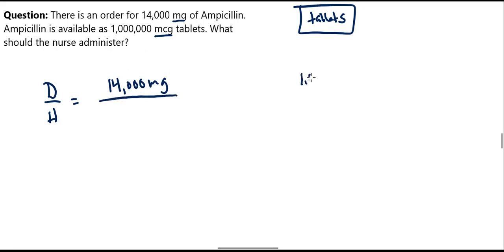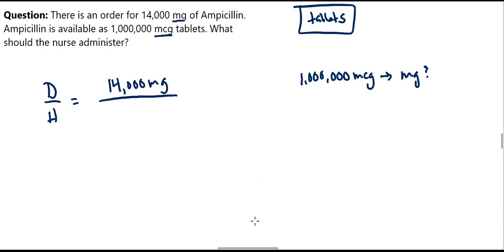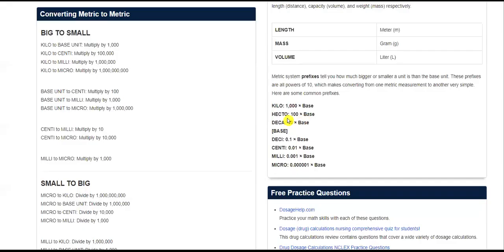Which means I need to take 1 million micrograms and convert it to milligrams. What do I have to do? Do I need to multiply or divide this? Who knows? The more you do it, the more you'll remember what they are. You can always go to the SAC's website and make some note cards for converting metric units.